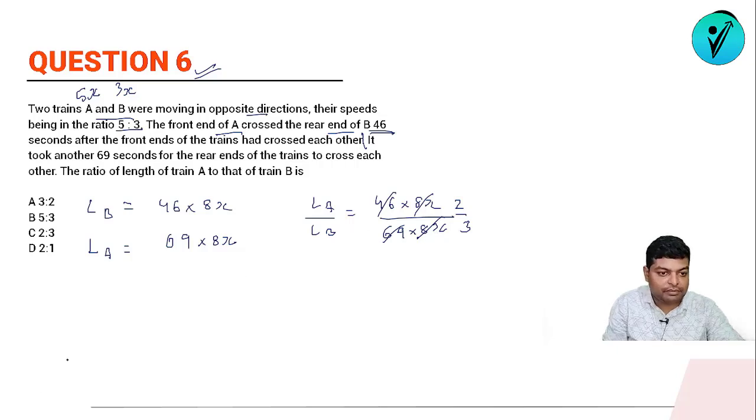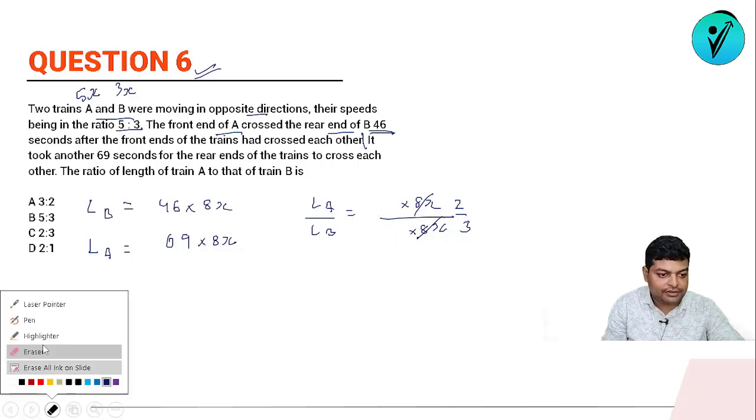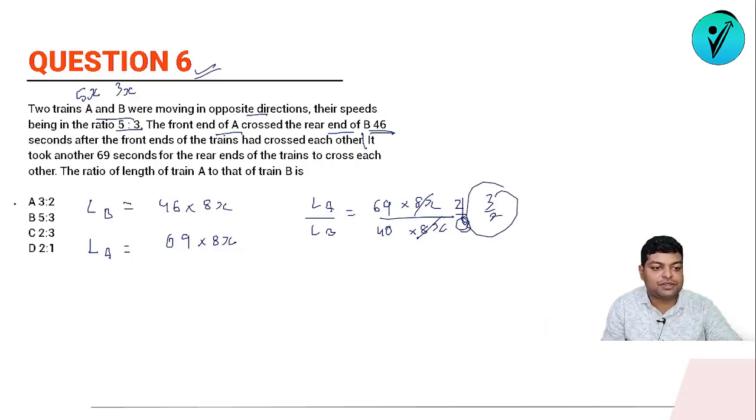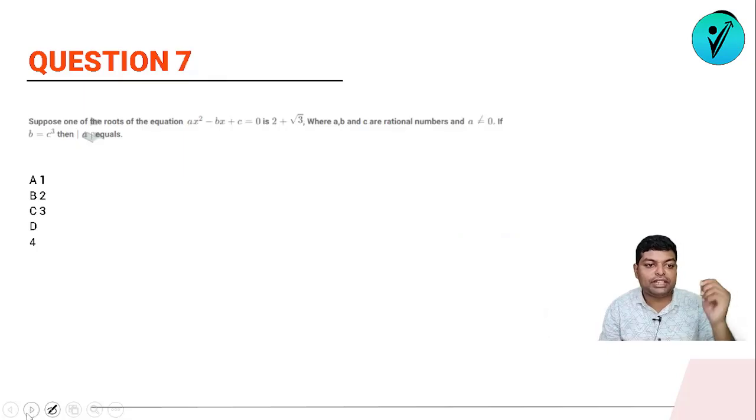Oh sorry, I have written reverse of it. Here it will be 46. Here it's 69. Here it is 46. So answer will be what? It will be 3 upon 2. So correct answer to question number 6 is what? It is 3:2. Okay, so this is question number 6 for you from the chapter of time, speed and distance. Moving on to the next question.